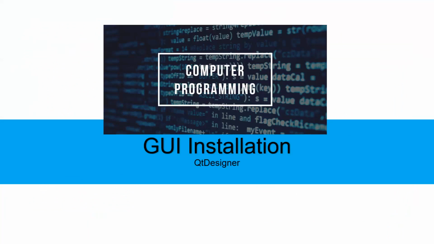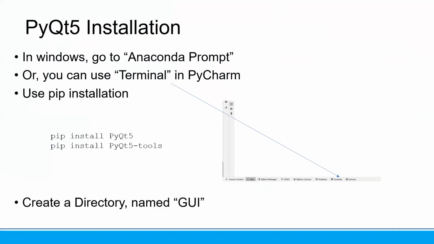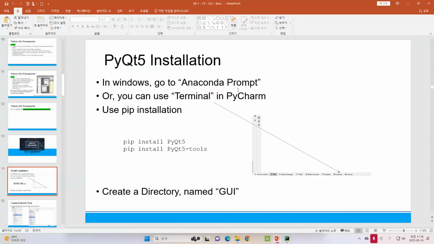So let's deal with Qt Designer. The first step is to install. If you fail to install this, I'm afraid you cannot continue to the next step. I think it's very good if you can implement this GUI in your team project. So let's do the installation. First, you can go to the Anaconda prompt, or you can use the terminal in PyCharm. I will just use the terminal in PyCharm.